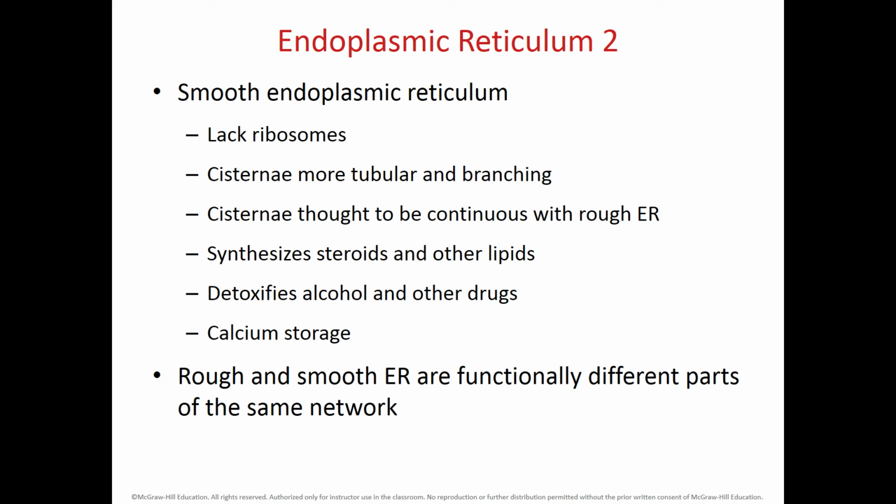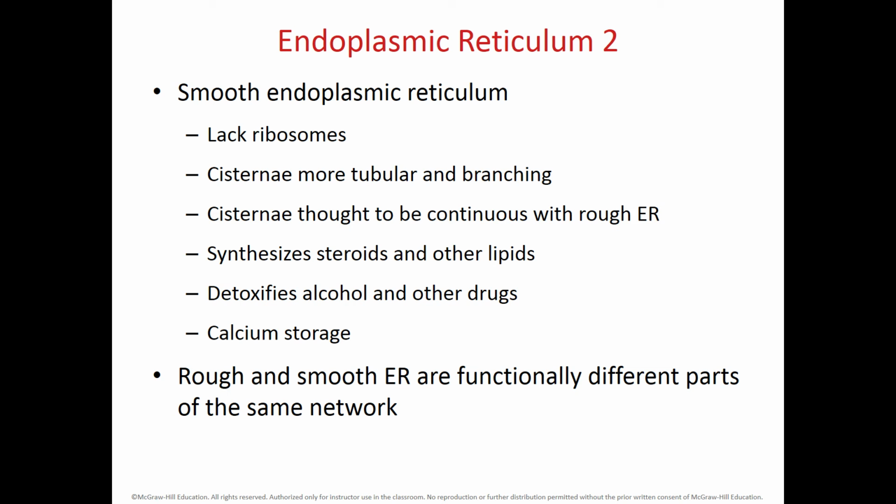Now the cisternae, or the channels in the smooth endoplasmic reticulum, are more tubular and branching than for the rough endoplasmic reticulum, and the cisternae is thought to be continuous with the rough ER. One of the functions of the smooth ER is to synthesize steroids and other lipids, and also it detoxifies alcohol and other drugs. So this smooth endoplasmic reticulum is more abundant in cells of the body that help to get rid of alcohol and drugs, like in the case of the liver cells.